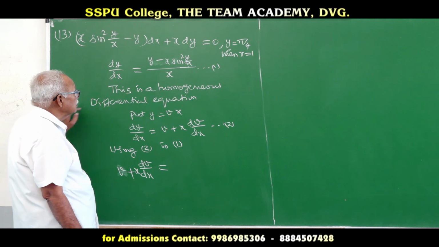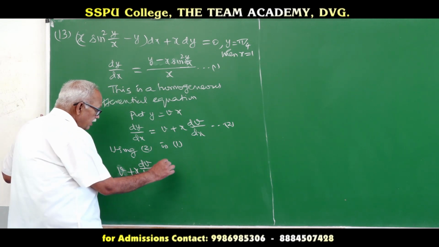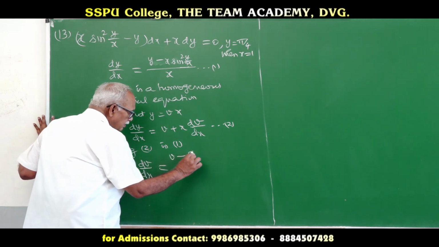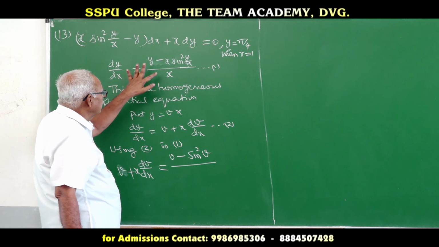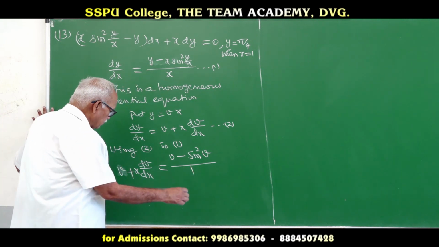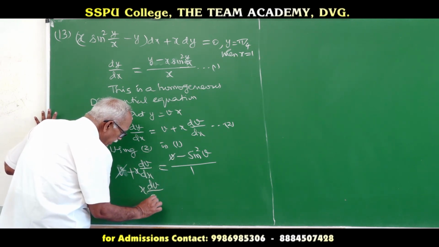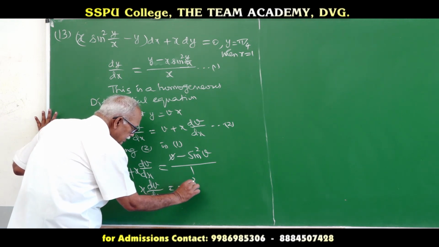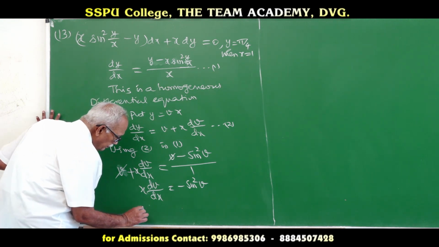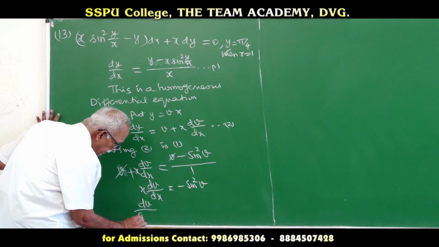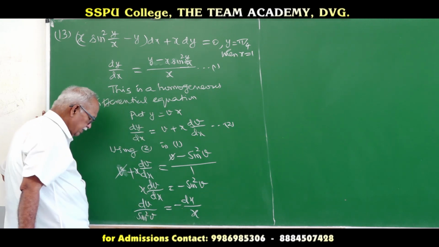So, the right hand side function, here it is y is there, vx will be there. So, x cancels, vx means v minus sine square v, and we have no x, this one is 1. So, v cancels, x into dv by dx is equal to minus sine square v. So, we can write this as dv by sin square v is equal to minus dx by x.